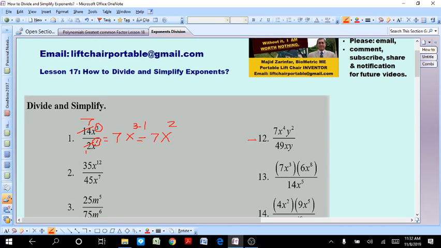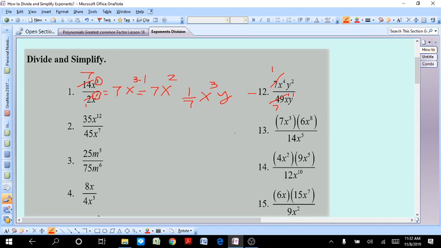Let's do number 12. 7 divided by 7 is 1. 49 divided by 7 is 7. So we have 1/7. Now, I'm going to put in the denominator 1 over the x and 1 over the y. So we have 4 minus 1 is 3. This is x cubed. And 2 minus 1 is 2. So it would be 1. So this is times y only. Okay?